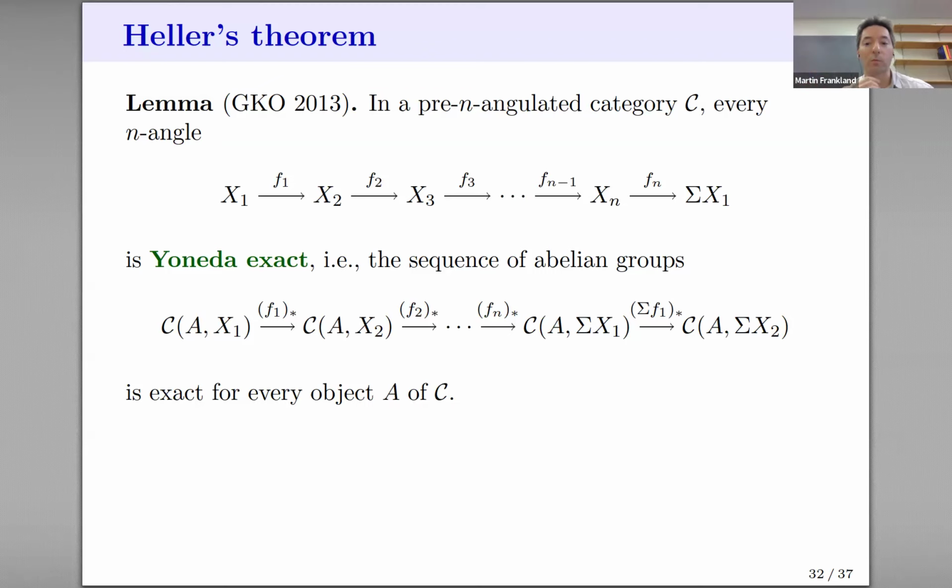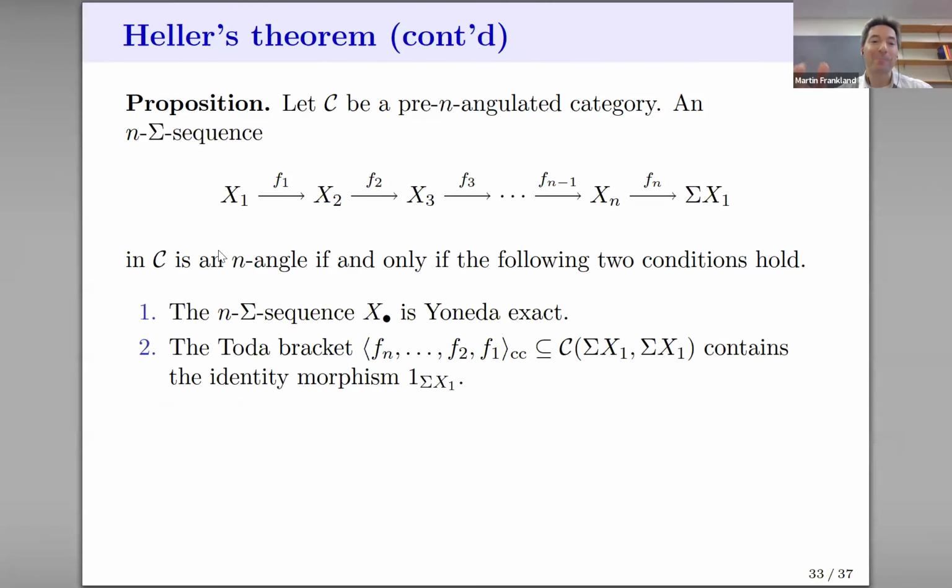What you might wonder, well, does that characterize the n-angles? Well, it doesn't, right? N-angles do satisfy that. That was proved by Geiss, Keller, Oppermann. The missing bit is given by Heller's theorem. Heller observed in the 60s that to characterize whether or not this n sigma sequence, or I guess 3 sigma sequence in the classical triangulated case, is distinguished, well, you need the Yoneda exactness. It's a necessary condition. It's not sufficient. The missing bit is that the Toda bracket here should contain the identity.